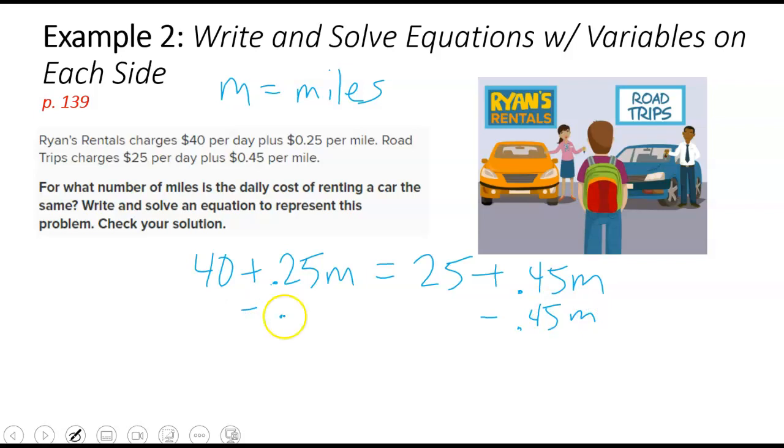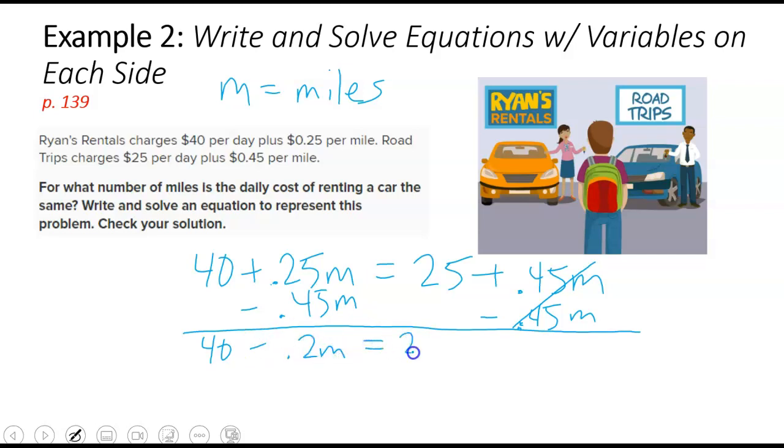So I'm going to subtract 0.45m. Remember, we want the variables on only one side. So we subtract so that there's no variables on the right-hand side. Bring down the 40. 0.25 minus 0.45. Especially with the decimals, it's probably a good idea to just use your calculator to check so you don't make errors in that part of the calculation. So 0.25 minus 0.45 is negative 0.2m.